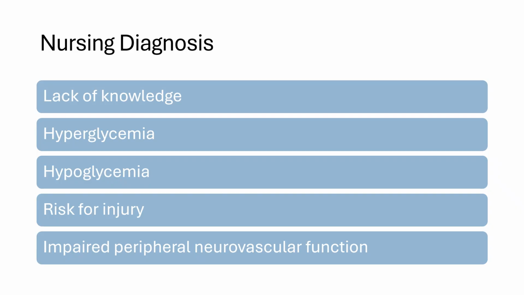Some nursing diagnoses that would be appropriate for these patients would be lack of knowledge, especially if they're newly diagnosed. They don't know what they don't know. So, lack of knowledge definitely. Hyper and hypoglycemia, risk for injury, and impaired peripheral neurovascular function. And this has a lot to do with that neuropathy.